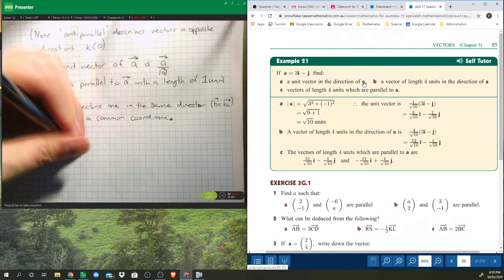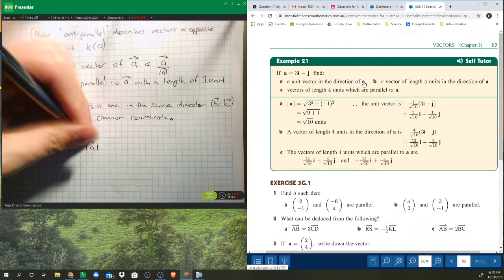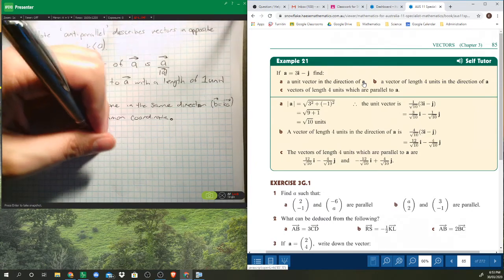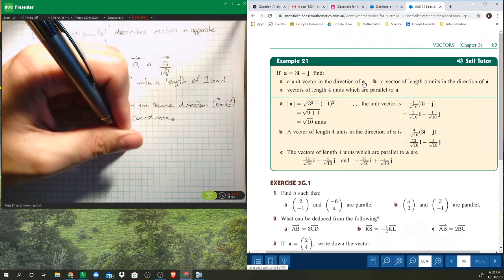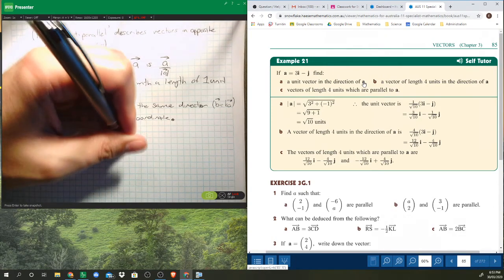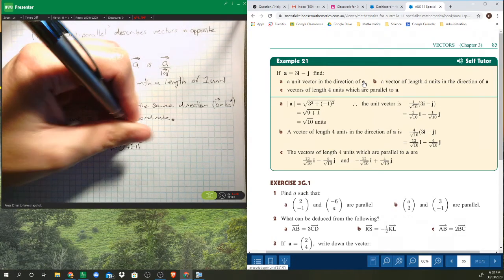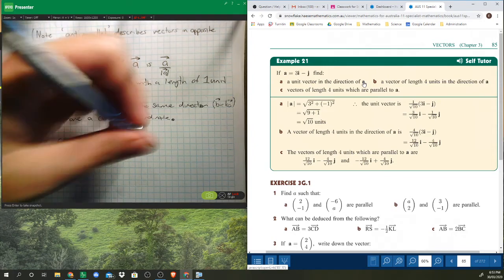Start off by finding out what the length of A is. Well, you have 3 squared plus minus 1 squared. Whoopsies, it doesn't really matter, but let's correct the mistake anyway. It's actually minus 1. Okay, so that has a length of the square root of 10.